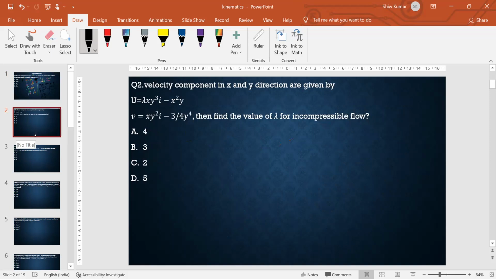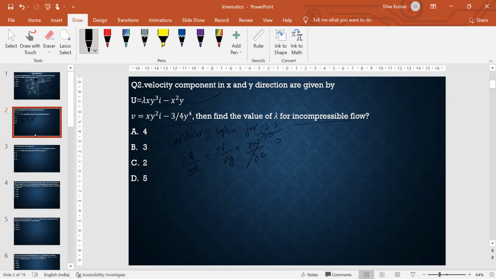Velocity components in x and y direction are given, that is this one and this one. Then find the value of lambda for incompressible flow. देखो हम लोग incompressible flow के लिए एक formula derive किए थे, continuity equation for 3D, and it is given as ∂u/∂x plus ∂v/∂y plus ∂w/∂z must be 0. Only two velocities are given. इसको neglect कर दो. ∂u/∂x, इसको differentiate करो and write down here. Differentiate this one also and write down and equal to 0. You will get the lambda.